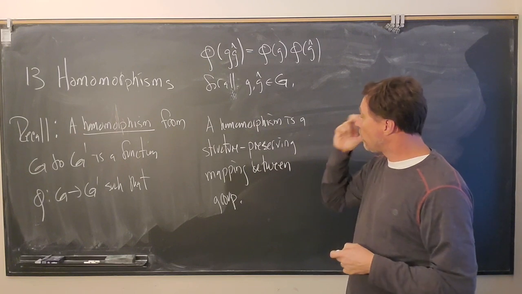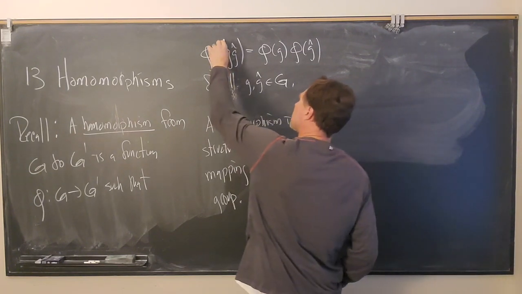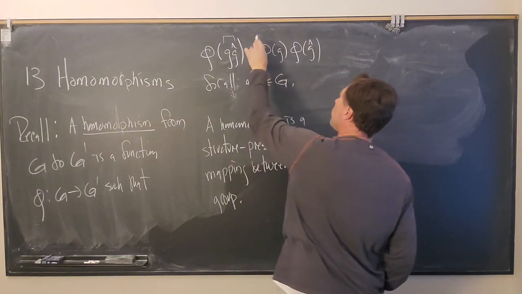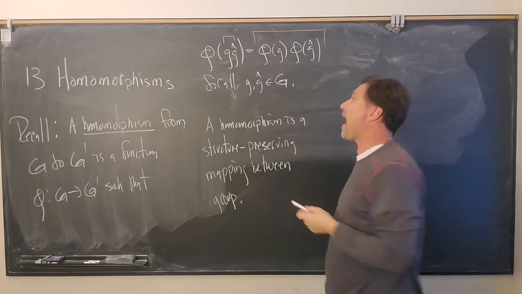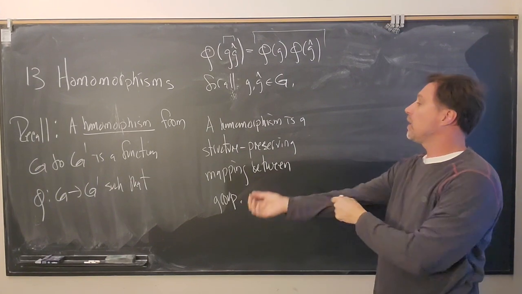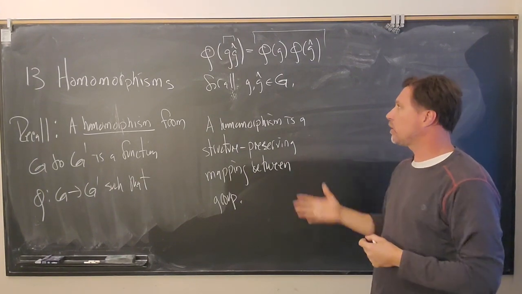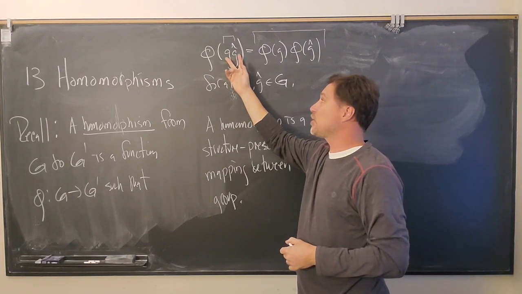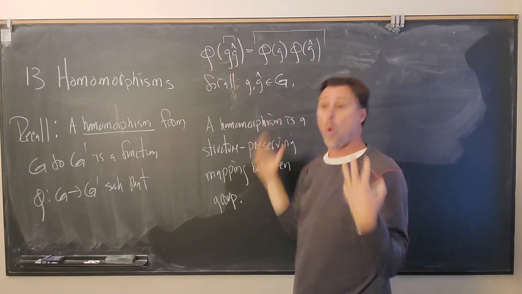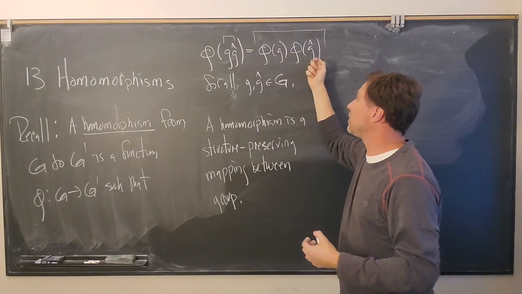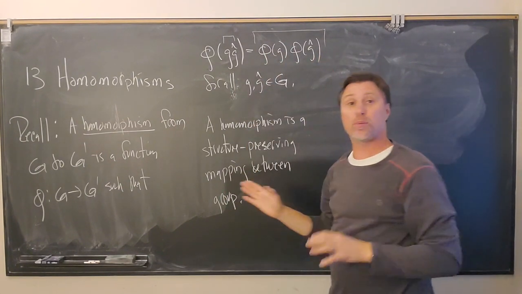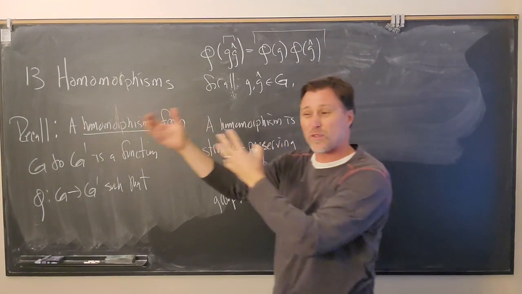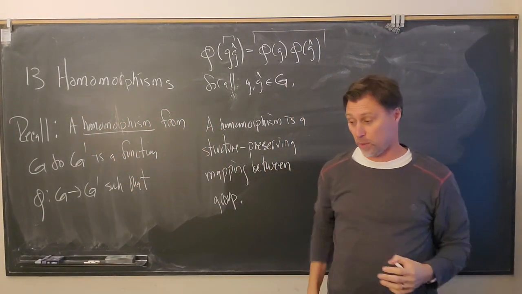And so a homomorphism respects the structure. We have multiplication going on inside, we have multiplication going on outside. A homomorphism is a mapping between groups that says you can multiply inside G and then apply the homomorphism, or you can apply the homomorphism individually and multiply inside G prime, and you're going to get the same thing. So it allows you to transfer the structure from G to G prime.